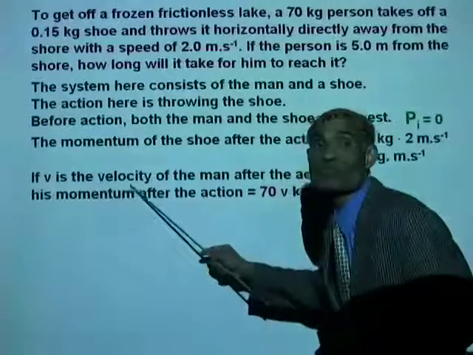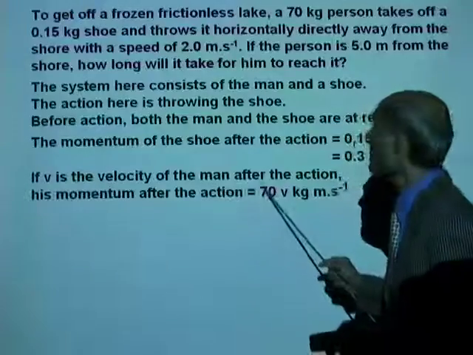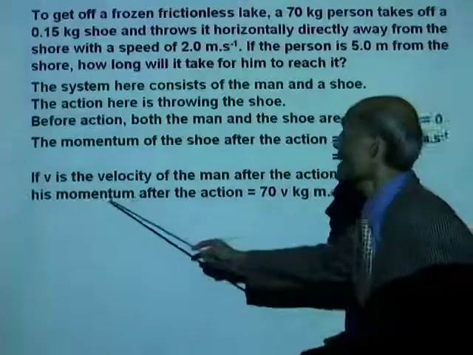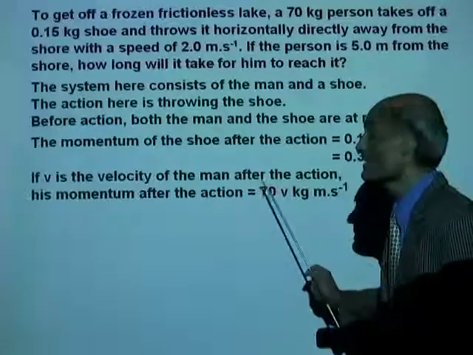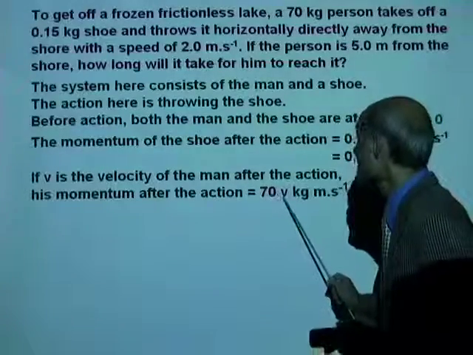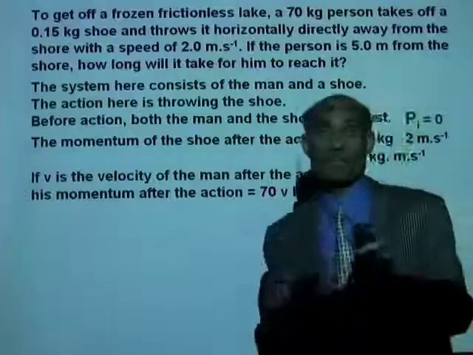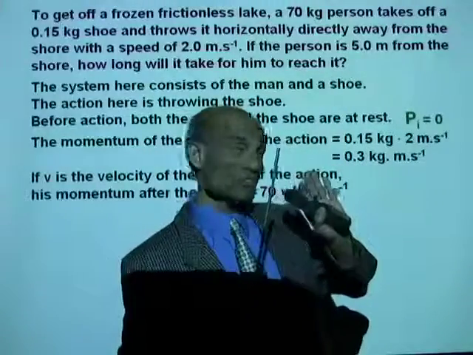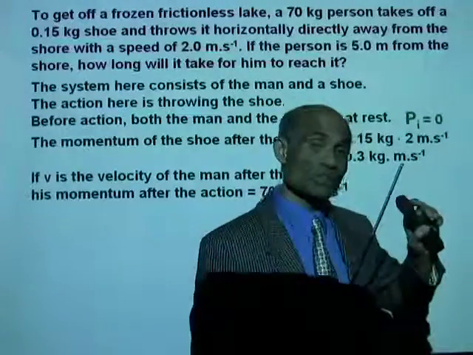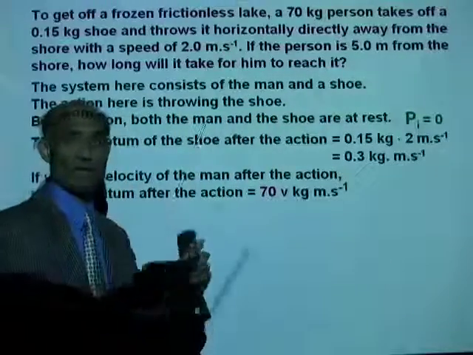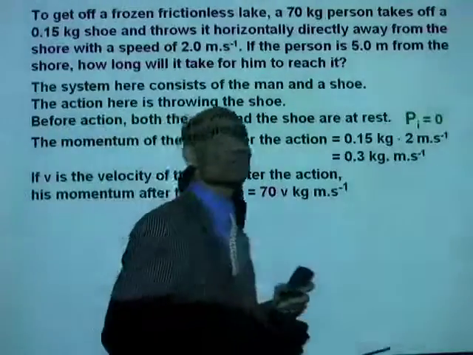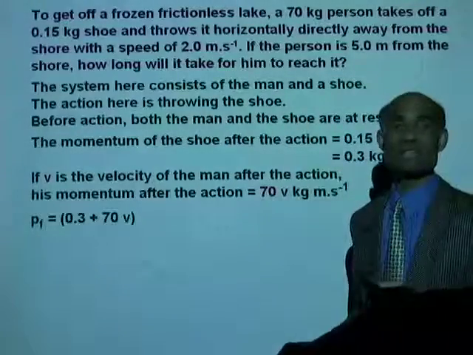If V is the velocity of the man after action, then what will be his momentum after the action? It will be his mass times his velocity. So the action is throwing the shoes, and after the action his momentum will be backward. That will be 70 V kilogram meter per second.